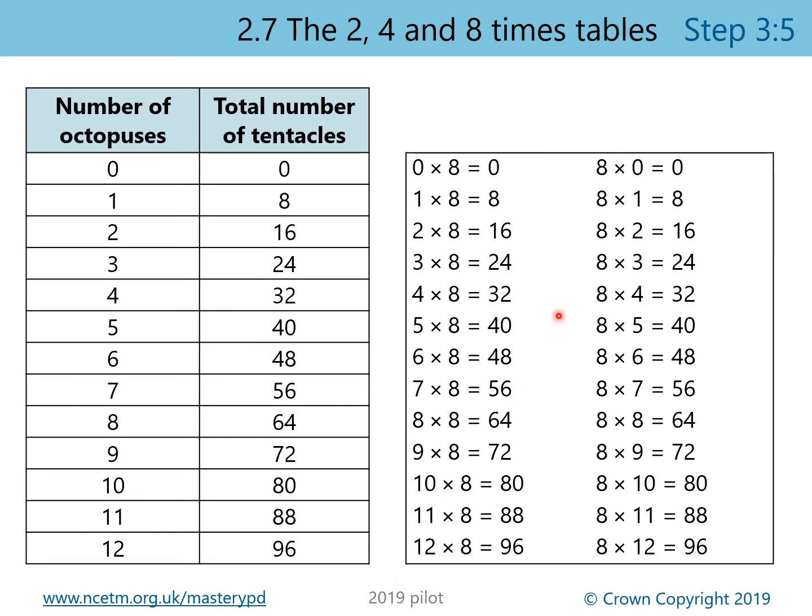So 0 times 8 is 0, 1 times 8 is 8, 2 times 8 is 16. 3 times 8 is 24. 4 times 8 is 32. 5 times 8 is 40. 6 times 8 is 48. 7 times 8 is 56. 8 times 8 is 64. 9 times 8 is 72. 10 times 8 is 80. 11 times 8 is 88. And 12 times 8 is 96.